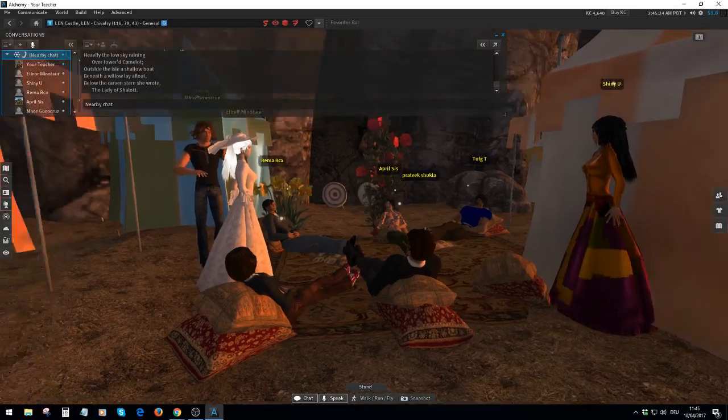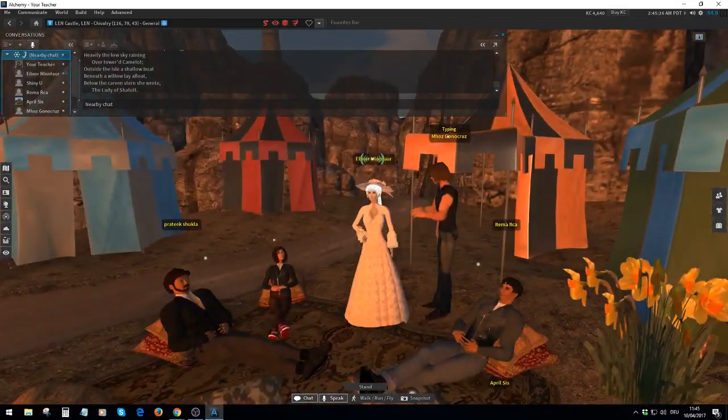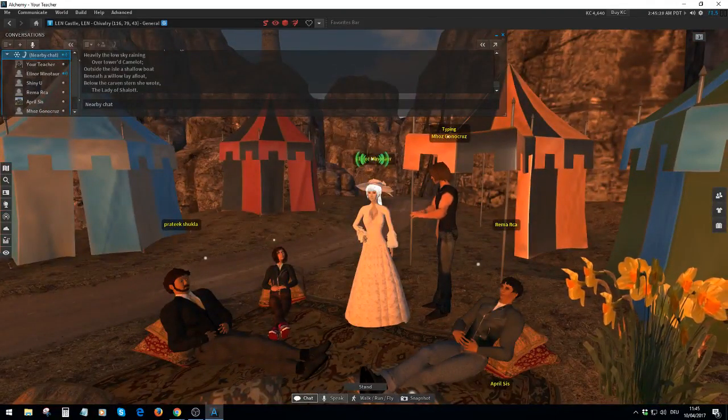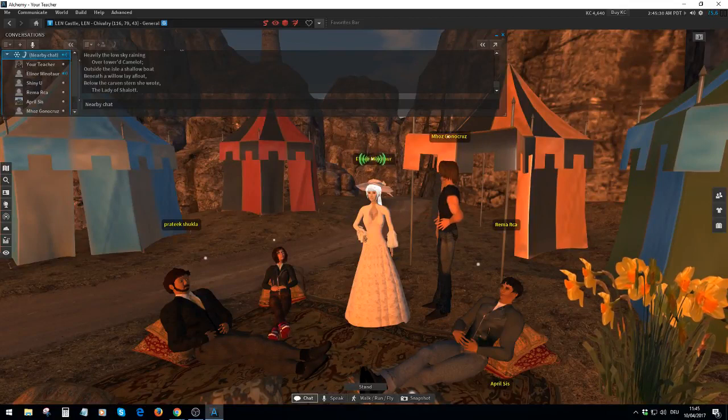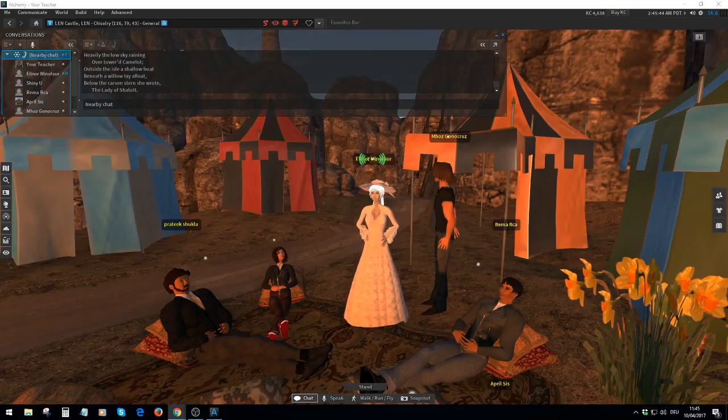Okay. So start. In the stormy east wind straining, the pale yellow woods were waning. The broad stream in his banks complaining, heavily the low sky raining, over towered Camelot. Outside the isle, a shallow boat beneath a willow lay afloat. Below the carven stern she rode, the Lady of Shallot.